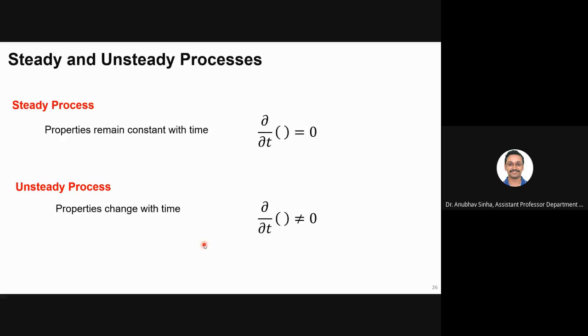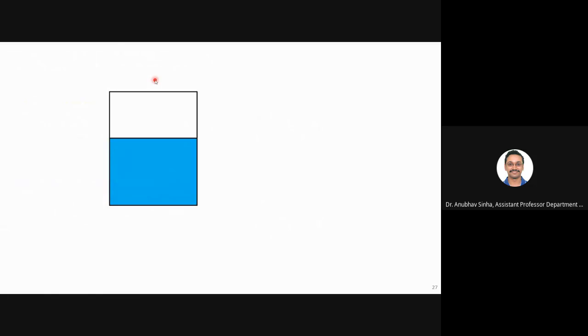Right? So based on that, we'll derive equations. We'll derive governing equations for open systems based on whether they are steady or unsteady. Now let us take a very simple example, before developing the formal equations.